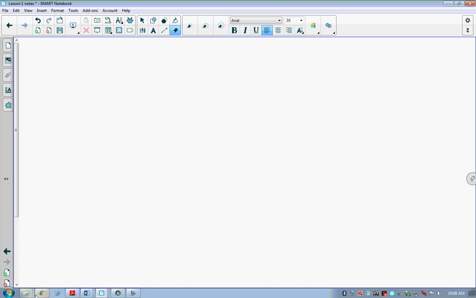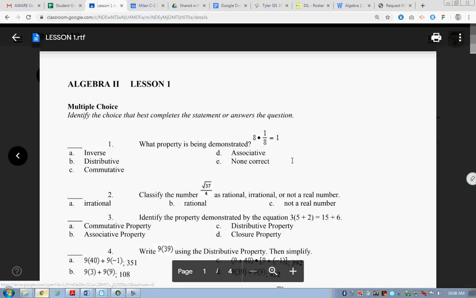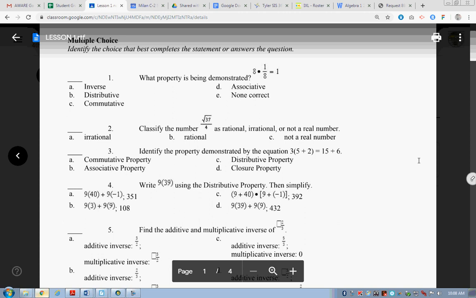So what we'll look at from here is some questions that we're going to try to answer. All right, what property is being demonstrated by 8 times 1/8 equals 1? That should be familiar to us because we just got done looking at that. The inverse property of what? Of multiplication, okay? I know it doesn't say of multiplication, but that's what's happening because it's not the inverse property of addition. In the inverse property of addition, we would be getting 0, okay?